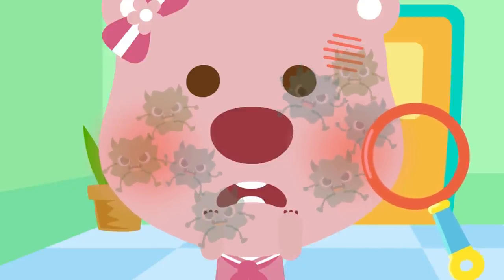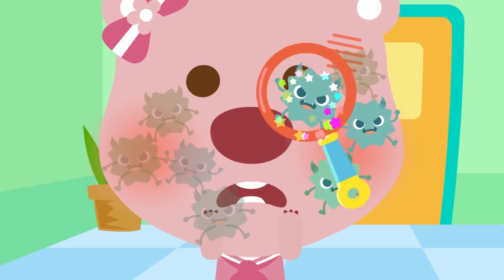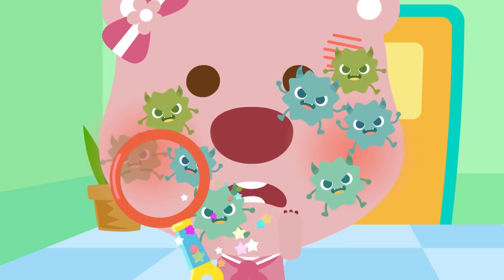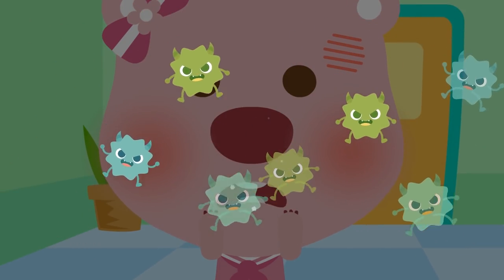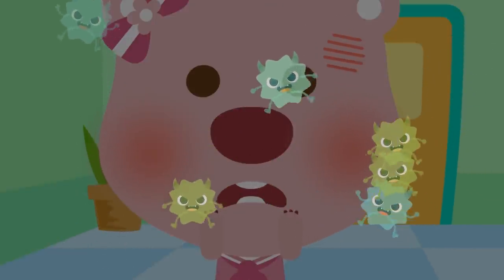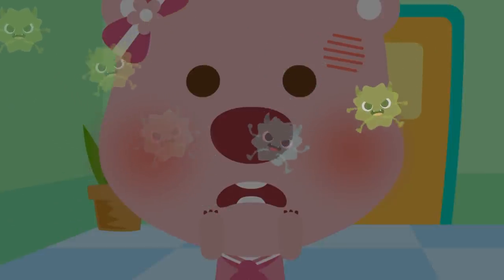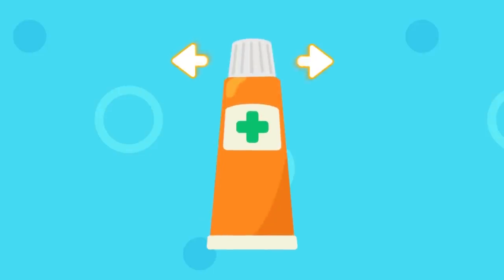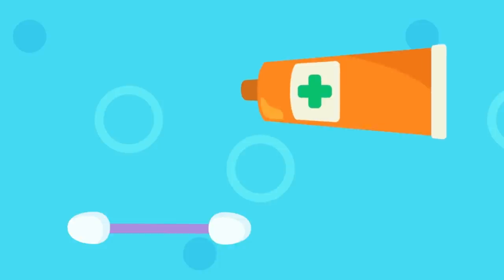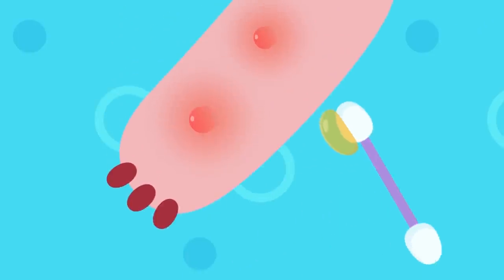Germs on their face. Touch the germs and clean them all. Treat it with medicine. Open the ointment. Take some ointment with a swab. Spread the ointment on the areas of the arm that need treating.